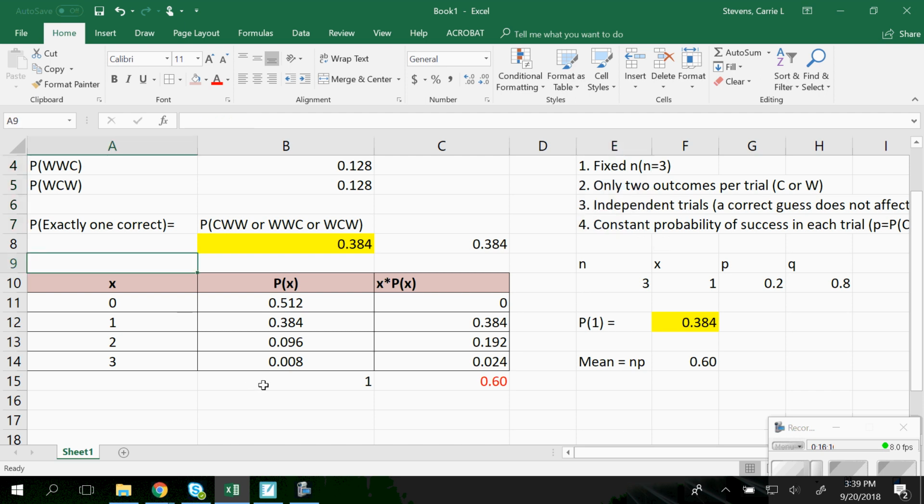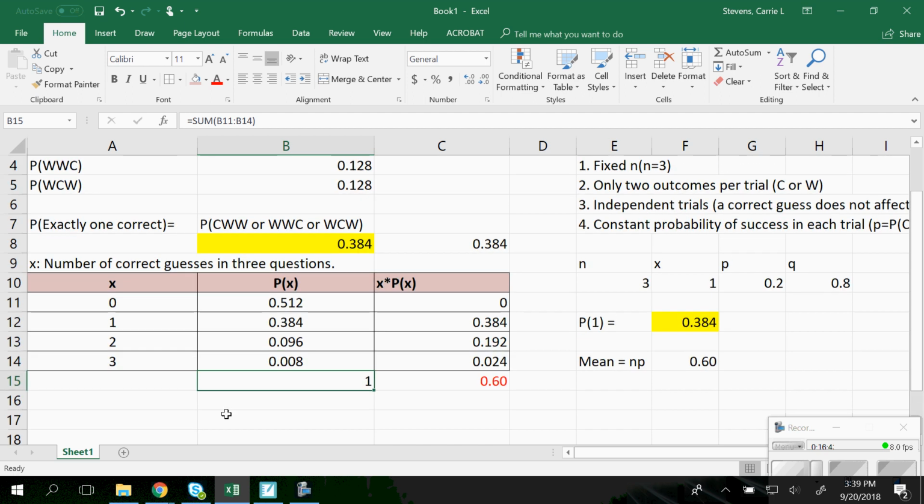And just so you know what x is defined to be for this example, x is always the number of successes in n trials. Here, x is specifically the number of correct guesses in 3 trials, or 3 questions.